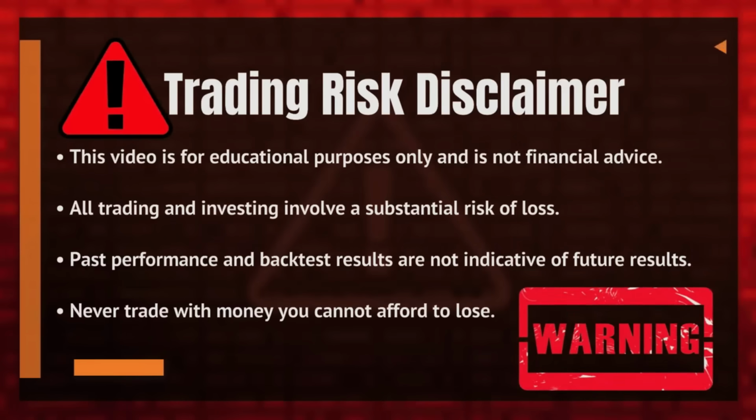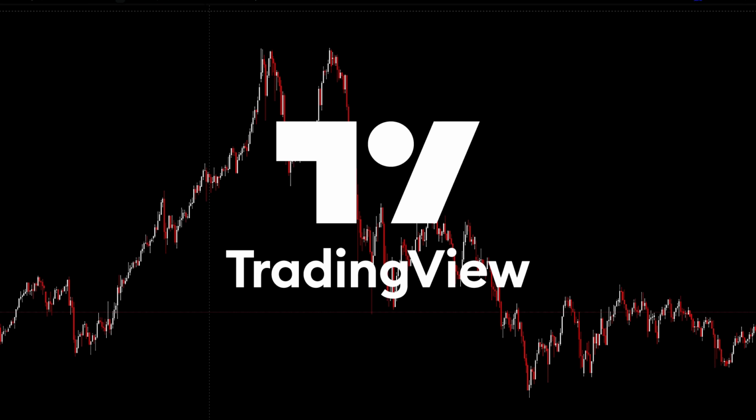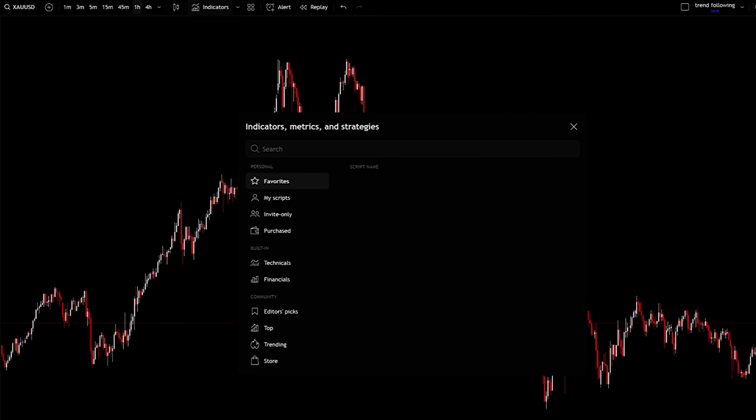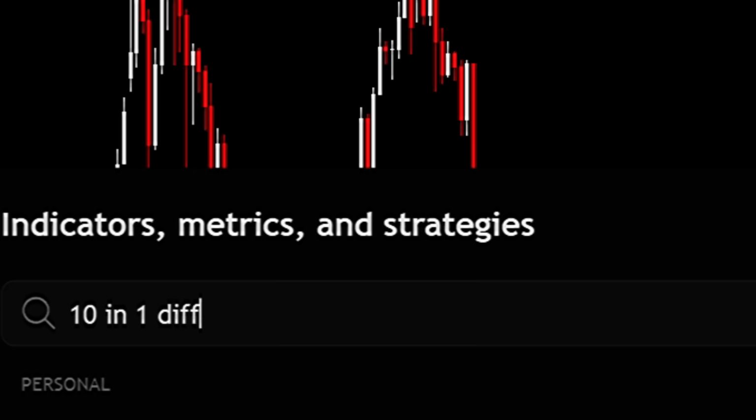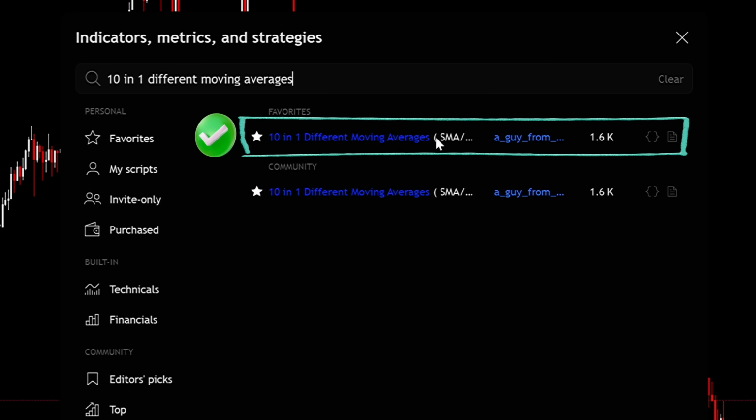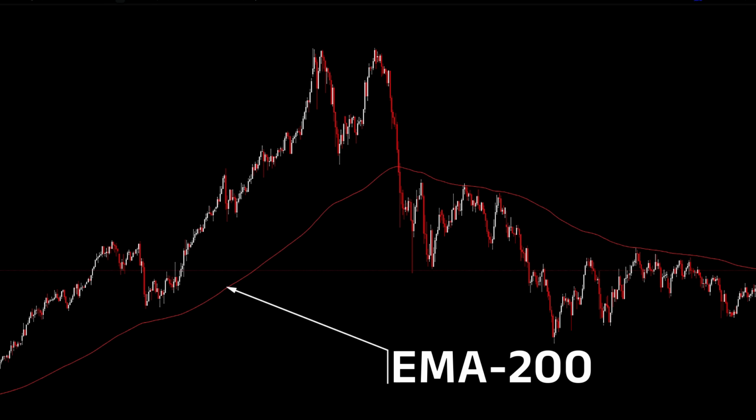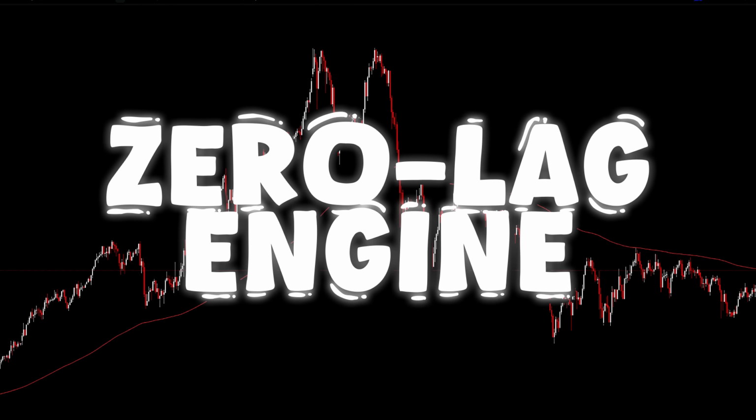Alright, let's build the zero lag moving average system. We need 4 moving averages. Don't worry if you're on the free version of TradingView. Just go to the indicator section at the top in the search tab, type in 10 and 1 different moving averages. Hit enter and add this one I'm selecting. When it loads, you'll see a single line, a default 200 EMA. We need to turn this into a zero lagging engine.